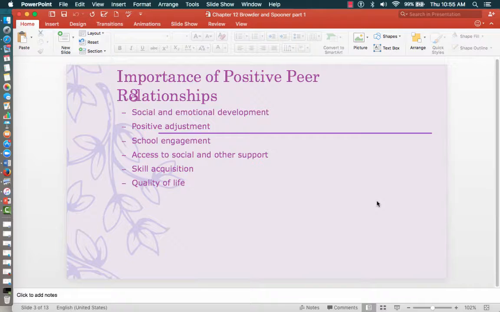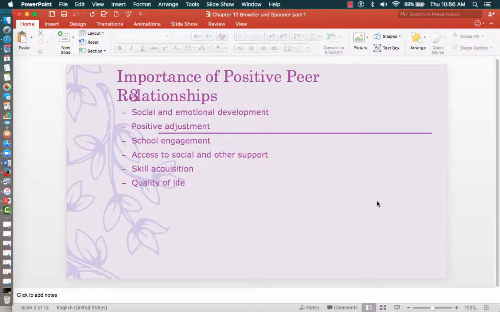Okay, so the importance of positive peer relationships. You'll see in the Browder and Spooner chapter that they look at social and emotional development. Why is that important? And how can we help to positively engage students? Because we have to have that positive engagement in order for them to have school engagement.